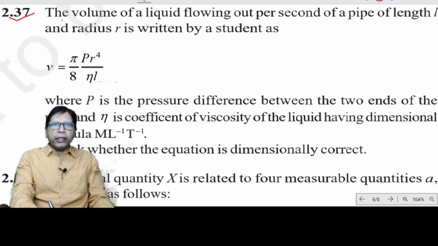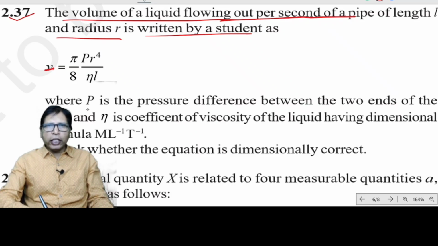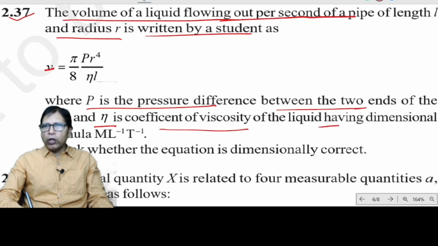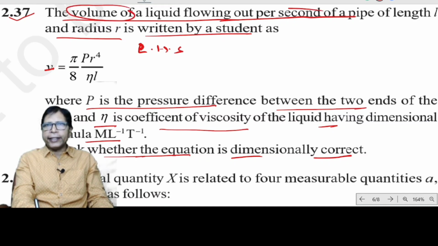Now 2.37. The volume of liquid flowing per second of a pipe of length L and radius R is written as this. Now P is the pressure difference between the two ends of the pipe. Eta is the coefficient of viscosity of the liquid having dimensional formula this. Check whether the equation is dimensionally correct or incorrect. Dimension of LHS. The dimension of LHS is the volume of liquid flowing per second.